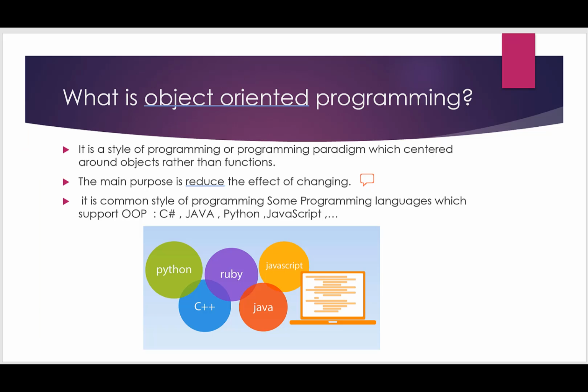Object-oriented programming is a style of programming, or a paradigm, which is centered around objects rather than functions. The main purpose of object-oriented programming is to reduce the effect of changing. And as you know, common programming languages such as C#, C++, Python, Java, JavaScript, and many more support object-oriented programming.